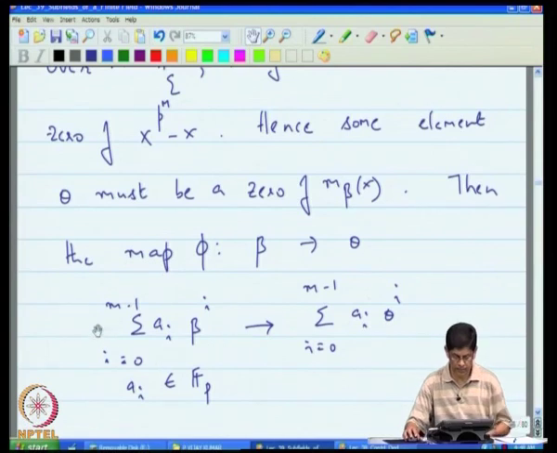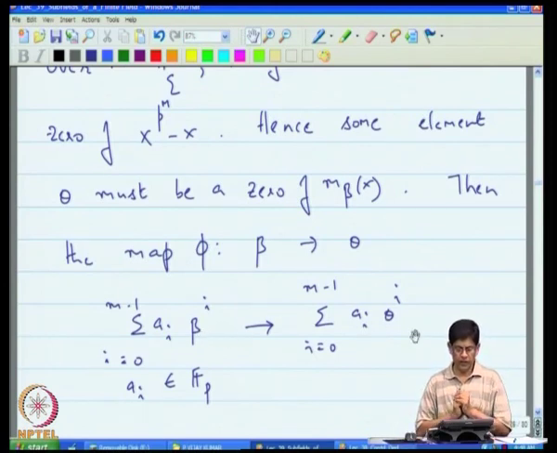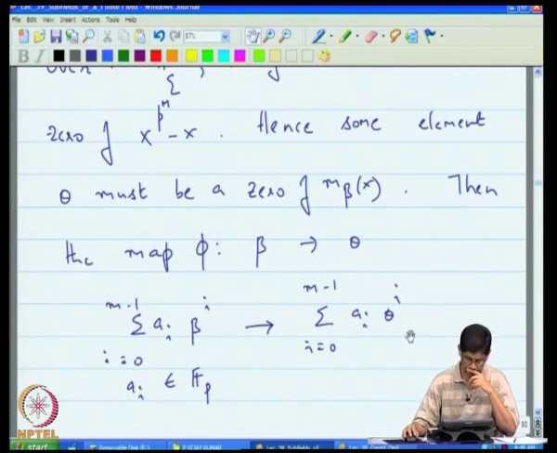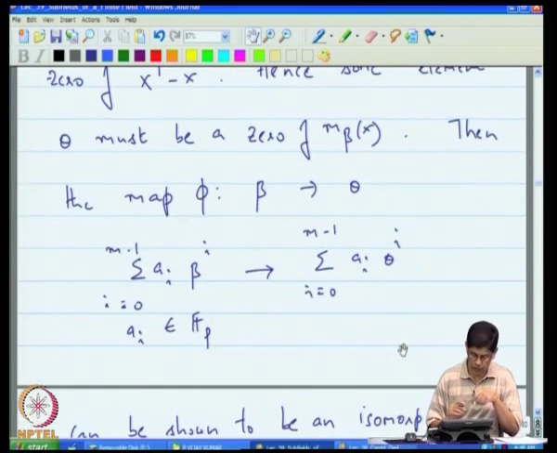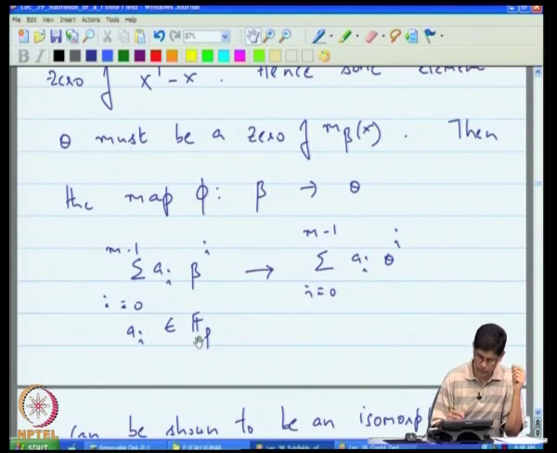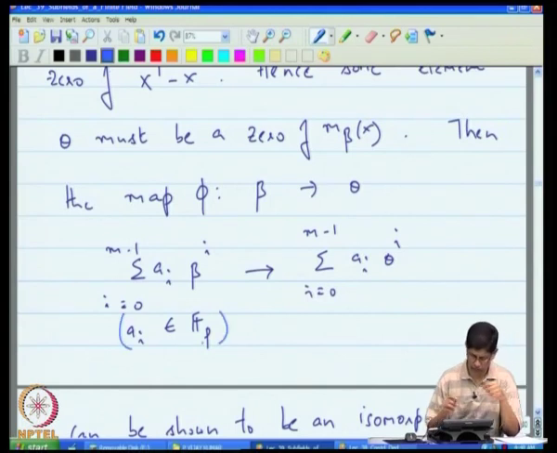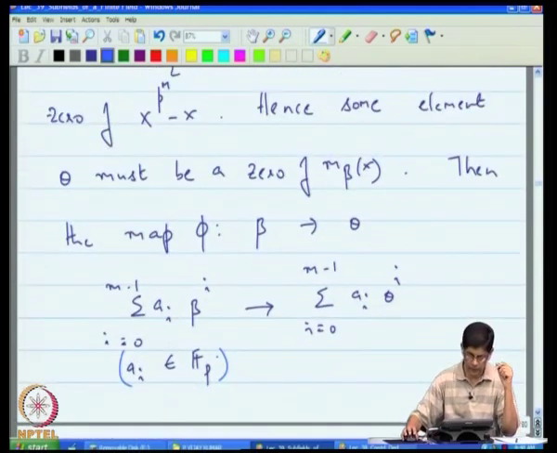And now, we consider the map between this element and the corresponding element here, the only difference being that you replace beta by theta. Okay. Remember, the tie between the beta and the theta is that they both share the same common minimal polynomial. Of course, it goes without saying that the a_i belong to F_p. So, it can be shown that this is an isomorphism.